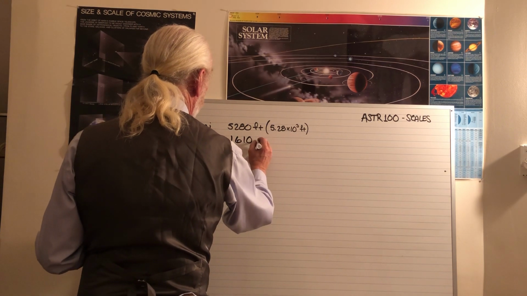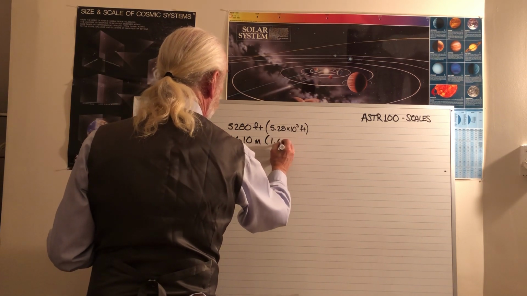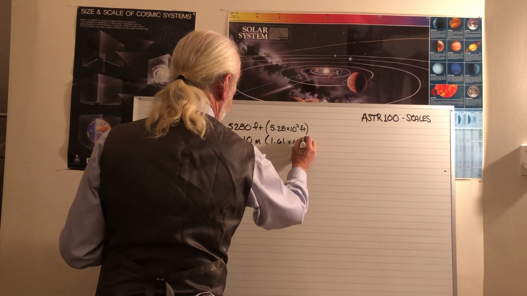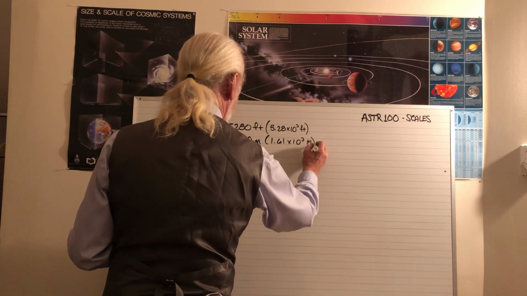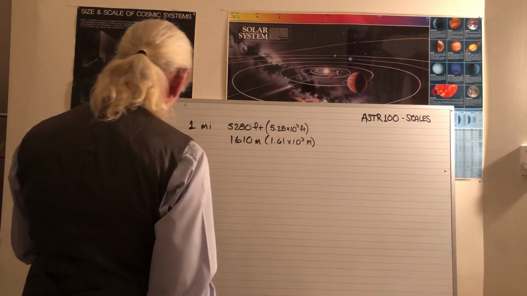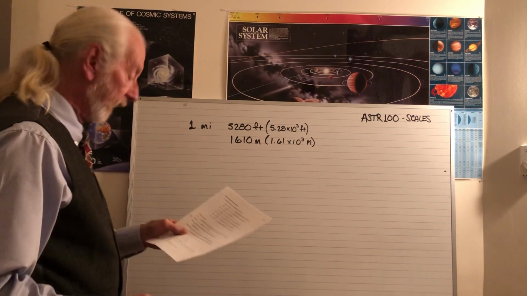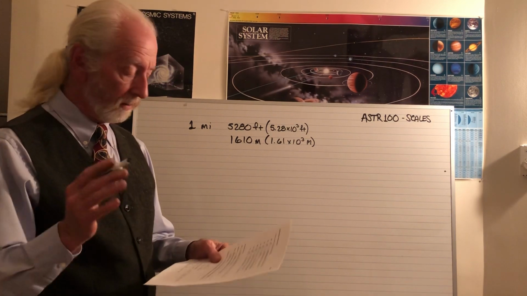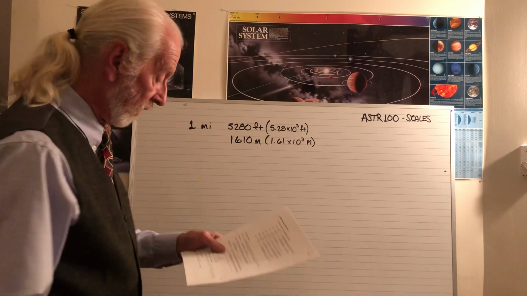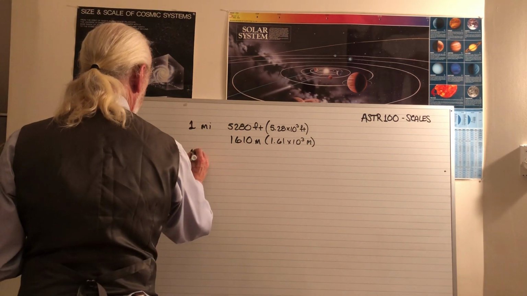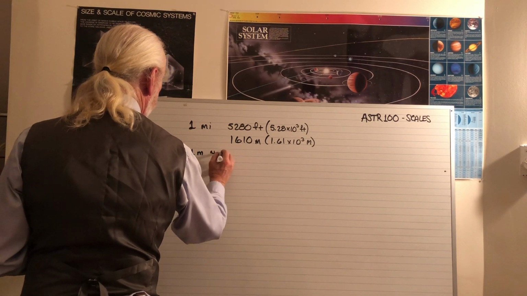Okay. 1 mile is also equal to 1,610 meters, or 1.61 times 10 to the third meters. A meter is the standard metric unit of length. Write that down. 1 meter is roughly 39 inches.